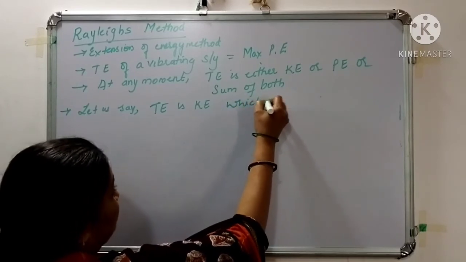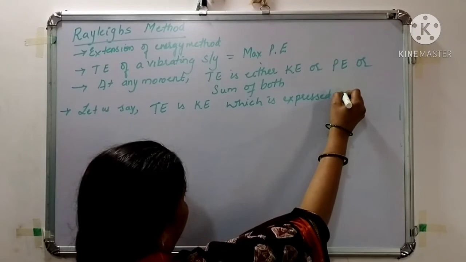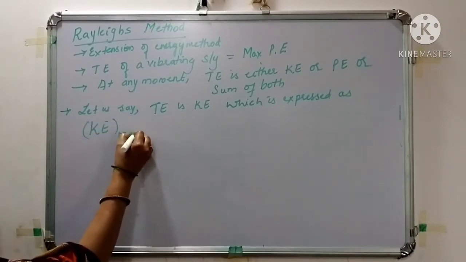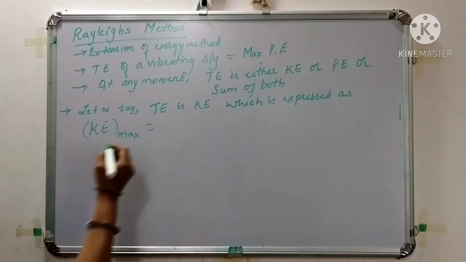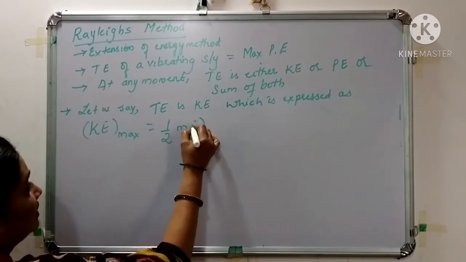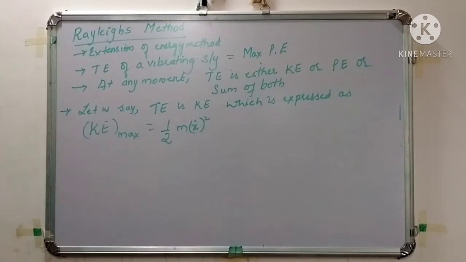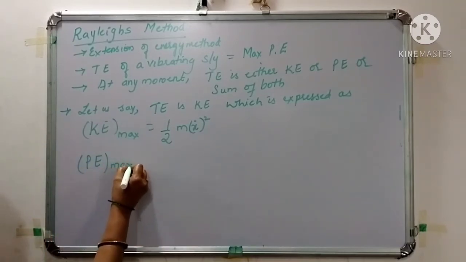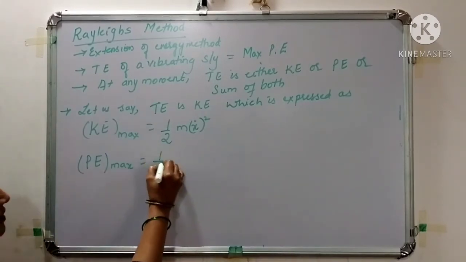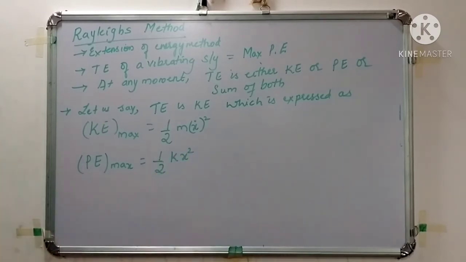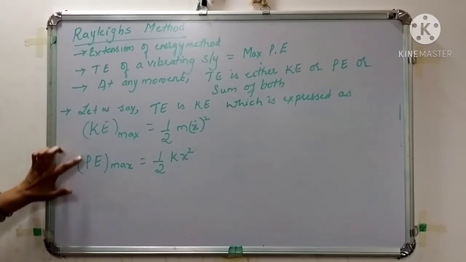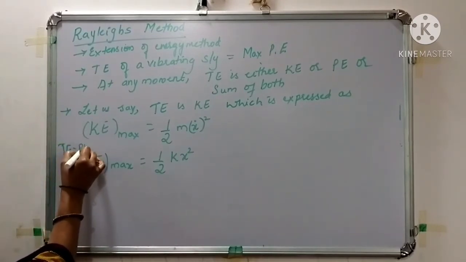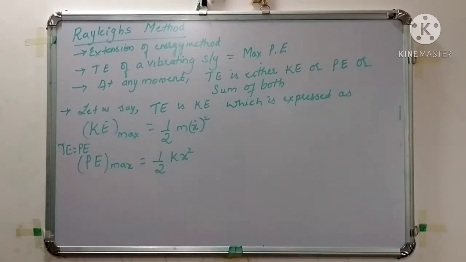If we want to express total energy in terms of kinetic energy, then I can write kinetic energy maximum is equal to, what is kinetic energy? Half m v square, that is half m x dot square. Now, if I consider total energy is potential energy, then potential energy maximum is equal to half k x square. This is when total energy is equal to potential energy, and this is when total energy is equal to kinetic energy.